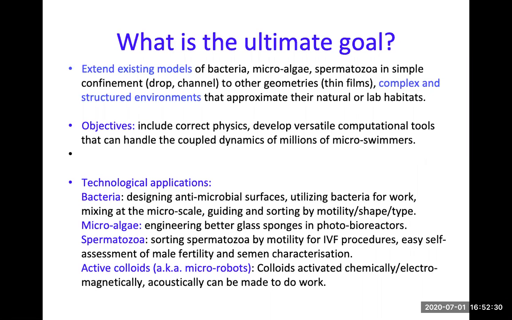Of course, there are a lot of technological applications, right, other than the lab. For bacteria, you can design various surfaces that are antimicrobial, you can utilize them for work. For microalgae, I mentioned before, one needs to understand their motion and confinement to engineer better photobioreactors. As for spermatozoa, there are lots of technological applications for them, and active colloids, people are very excited about this. They can be made to do work. So they hold a lot of promise, but I'm not sure about what.